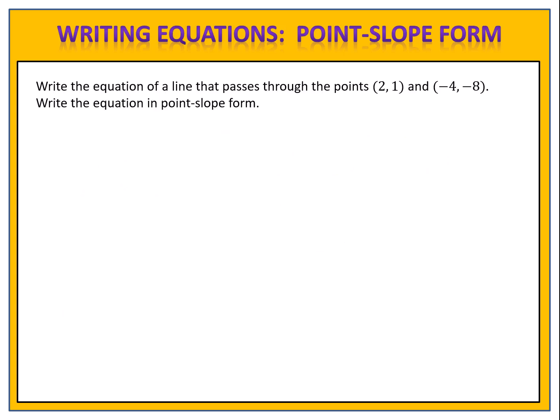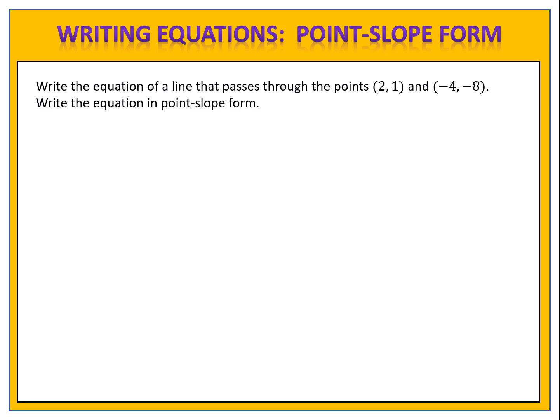The next exercise is for you to try. Please write the equation of a line that passes through the points (2, 1) and (-4, -8). Write your equation in point-slope form. Please pause the video here and come back when you're ready to check your answer.